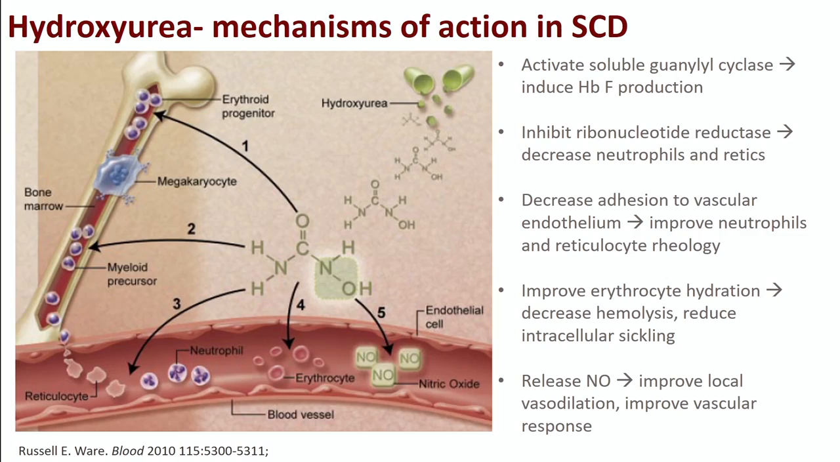As I said, it is the prototype for how we manage the complications of sickle cell disease, and its mechanisms of action are multifold, which explains why it is beneficial in people with sickle cell disease. It stimulates fetal hemoglobin production. So if you're making fetal hemoglobin, you're not making sickle hemoglobin, and your percent sickle hemoglobin goes down accordingly. It also decreases neutrophil and reticulocyte counts, so those neutrophils are not extravasating or going to the areas of inflammation.